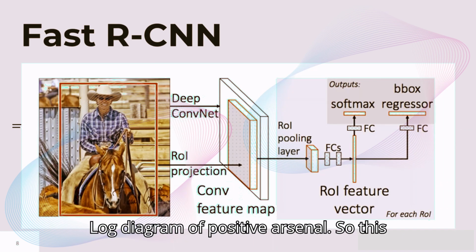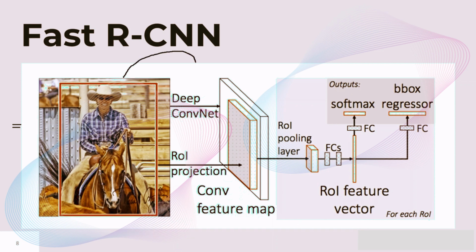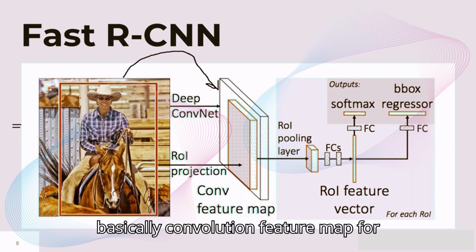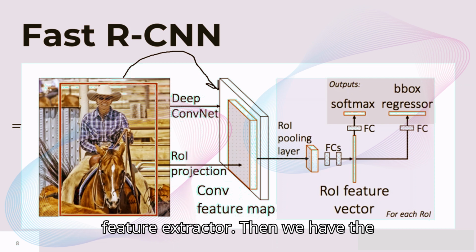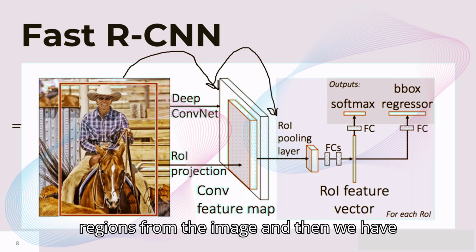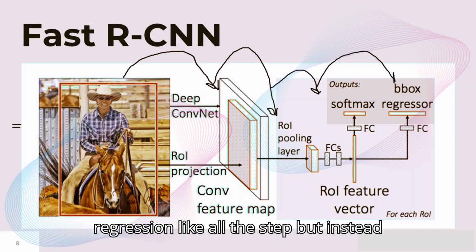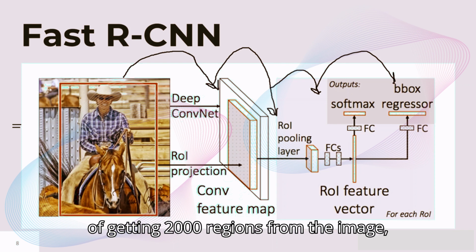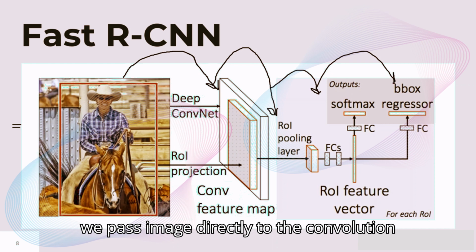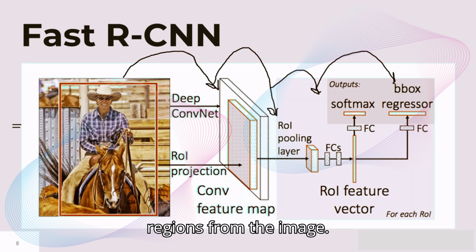Block diagram of fast RCNN. The image is passed directly to the convolution feature map for feature extraction. Then we have the ROI pooling layer where we extract the regions, and then we have the SVM function, and then we apply linear regression. But instead of getting 2000 regions from the image first, we pass the image directly to the convolution feature map, and then we extract 2000 regions from it.